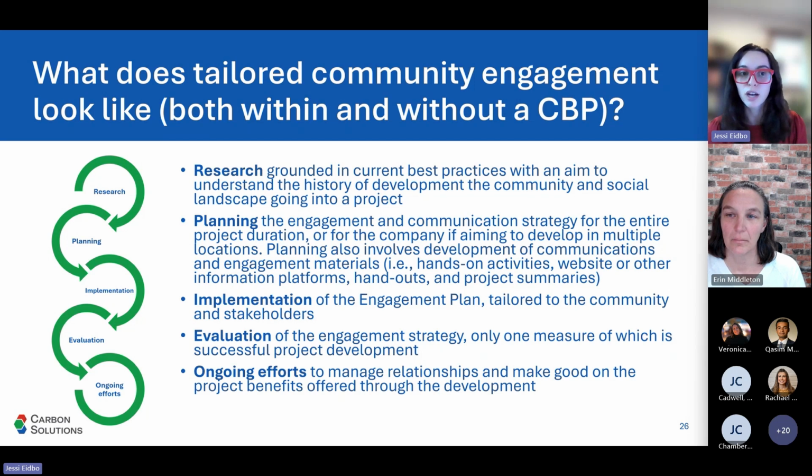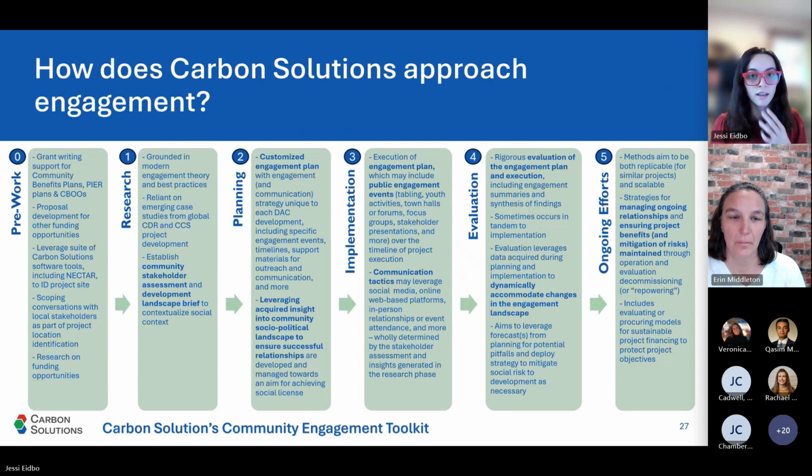And so having an ongoing strategy for efforts beyond the life of the project, even once it's operational. And this also means thinking through things like decommissioning, repowering as it pertains to DAC or CDR, in the event that you're beholden to renewable energy power infrastructure, etc. So I say that's all, it was kind of a lot, but those are the five steps we think through in cultivating a tailored community engagement strategy for a project or technology.